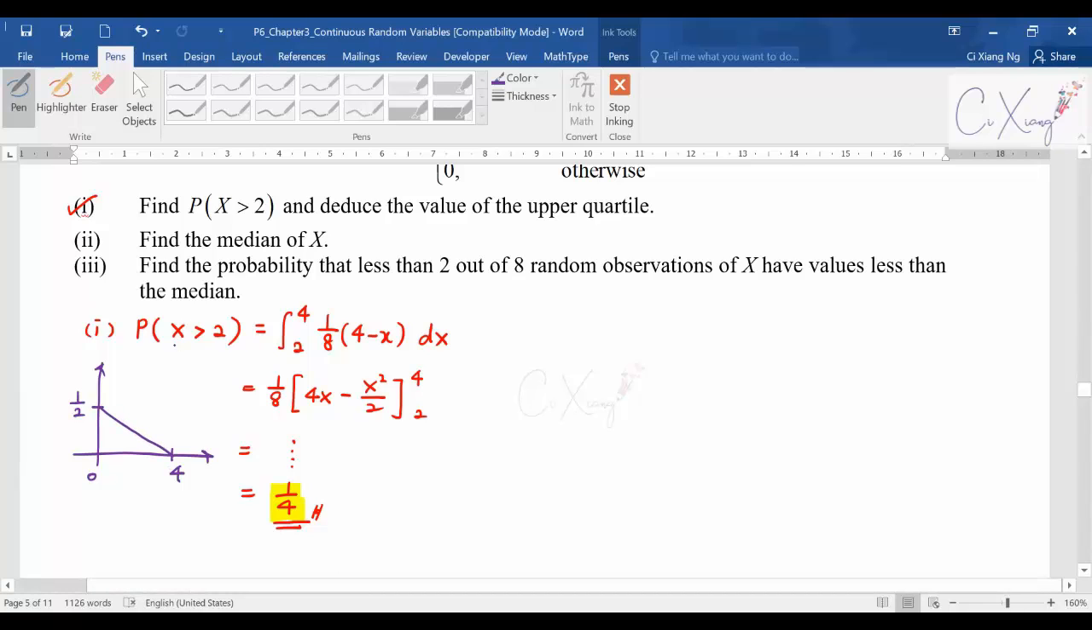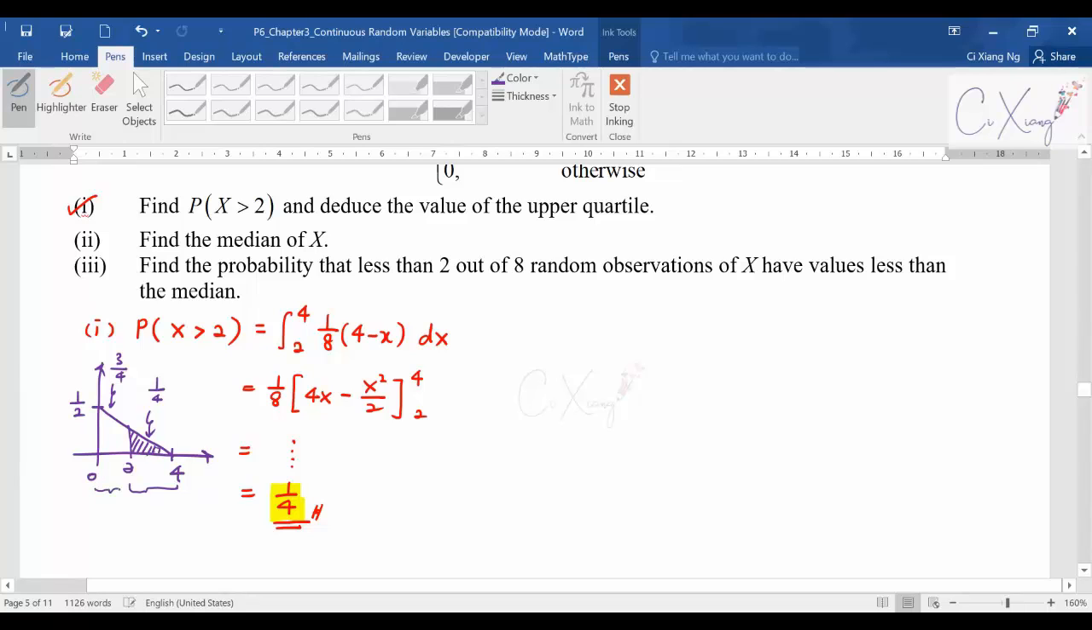When you find the value for x greater than 2, the probability that you get is 1 over 4. So 2 is here, and this probability is actually 1 over 4 only. So this part is 3 over 4. You can see that when you have a value from 2 until 4, the area covered is 1 over 4.